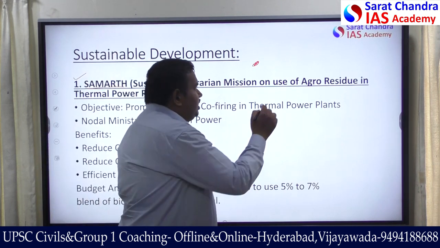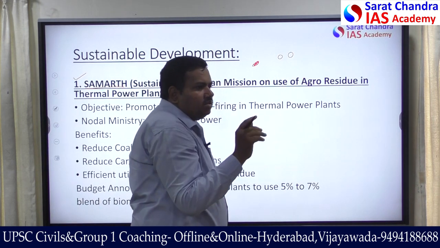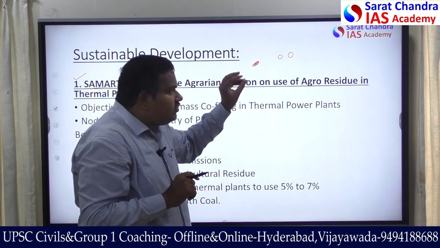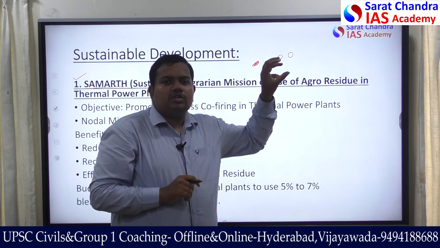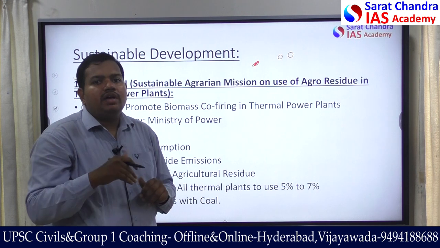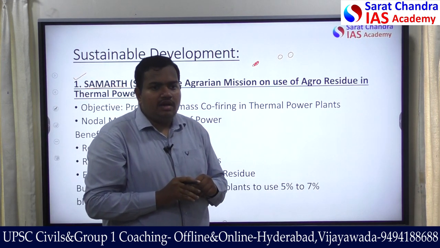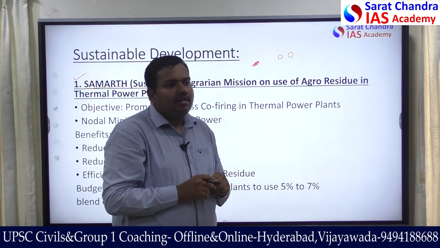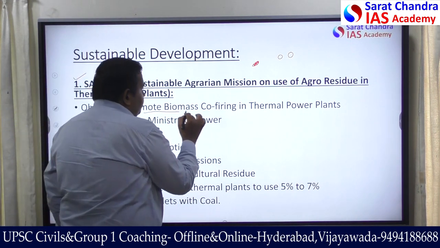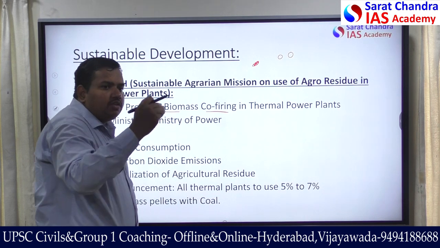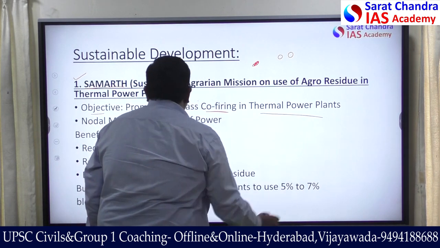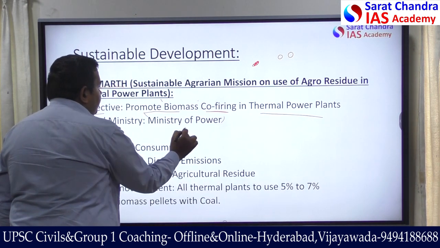So just like coal, how it will be? It will be also something like this. Coal. So just like coal, now we are going to convert all the stubble in the form of small pellets. Now we are going to use those pellets of the stubble along with the coal in the thermal power plants. Just like how we blend petrol with ethanol, we are going to blend coal with the pellets of the biomass. Okay. So what is the objective? Promote biomass co-firing. Co-firing means along with coal, we are also going to use biomass. That we call co-firing, in thermal power plants, and the nodal ministry is the Ministry of Power.